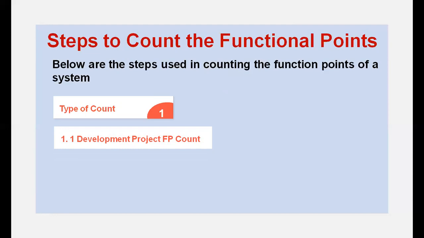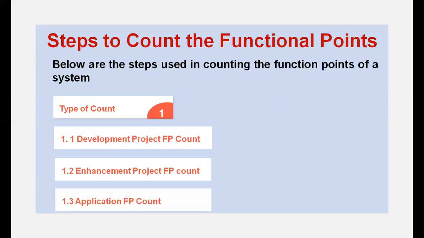Now the second type is enhancement project FP count. This measures the functions involved in the modifications brought into the system, that is the changes made to the system after the production. And the third type is application FP count. Here this involves the functions involved in the final deliverable, excluding the effort of already existing functions that may have been existing.